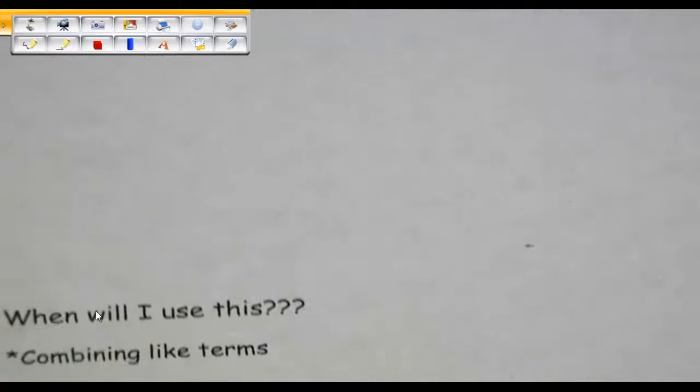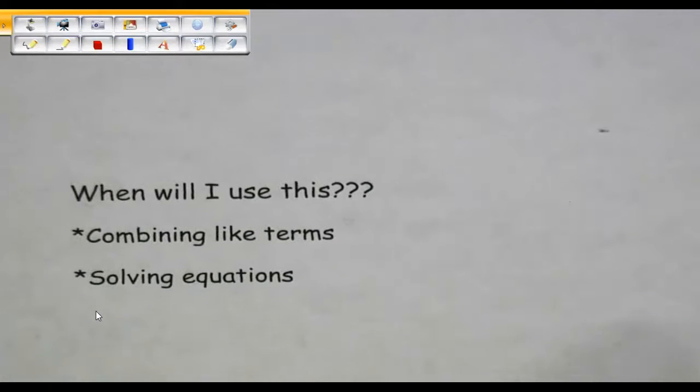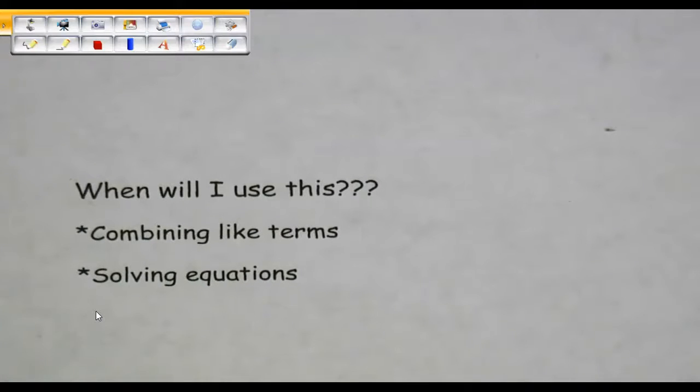When are we going to use this? We are going to use this throughout the year. It's really important when we're combining like terms, again, something that we're going to be doing often, and solving equations and inequalities. So those are going to be our next couple standards. So that's what we're going to work on there.